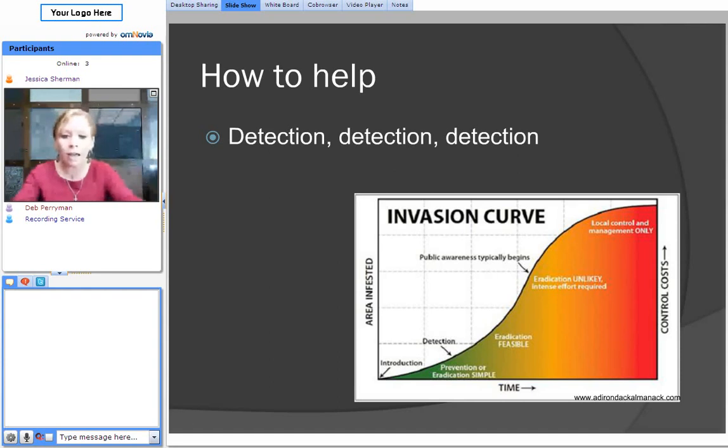Okay, so you look into that green area, the bottom part of that graph, and the detection is the most important thing that we can do, because by detecting it early, the prevention and eradication of an invasive species is easier. So early detection makes it easier to stop them from spreading or becoming established in an area. As time goes on, that becomes a much more complicated system. By the time people are aware that we have a problem with this invasive species, it's usually too late to be able to do anything.